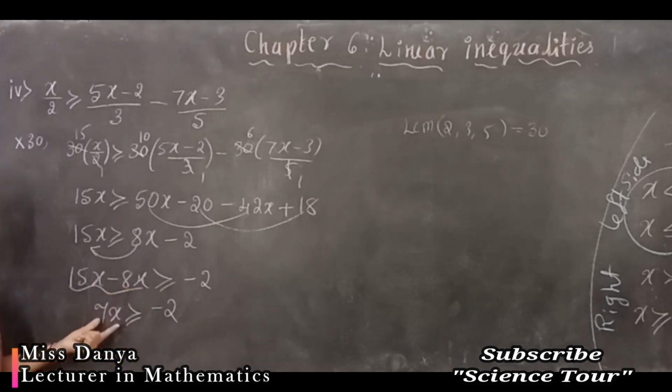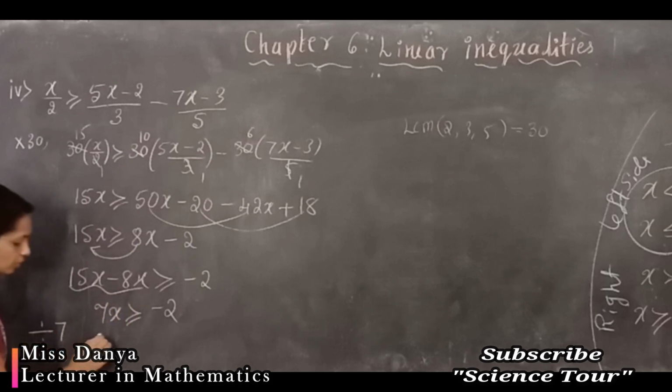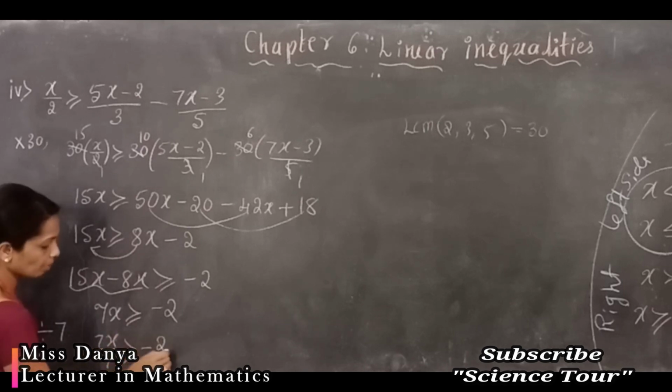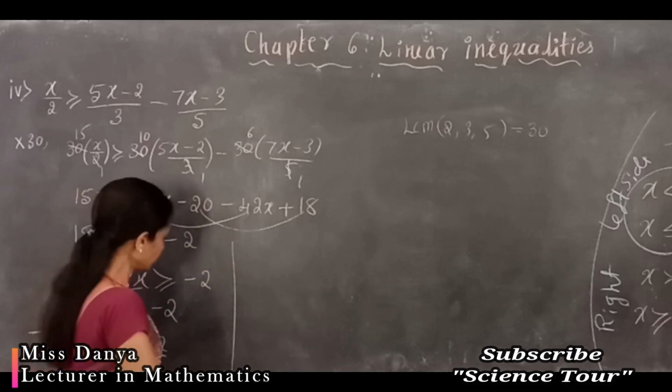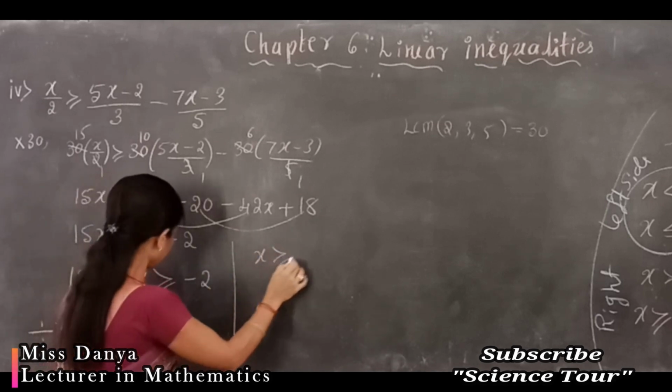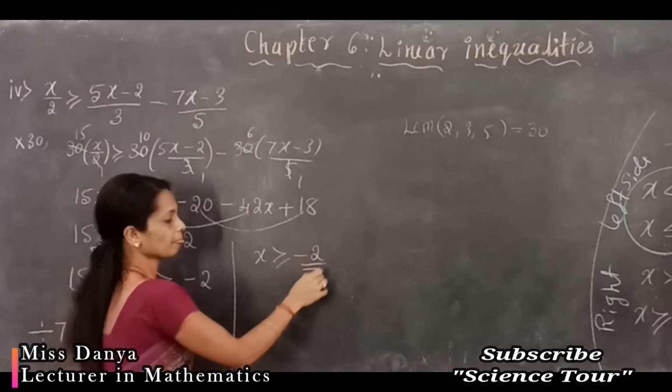Always make the coefficient of x equal to 1. Here 7 is multiplying x, so to make it 1 you have to divide by 7. Divide throughout this inequality by 7. So you get 7x divided by 7 greater than or equal to minus 2 divided by 7. 7 by 7 cancels. So what we get is x is greater than or equal to minus 2 by 7.